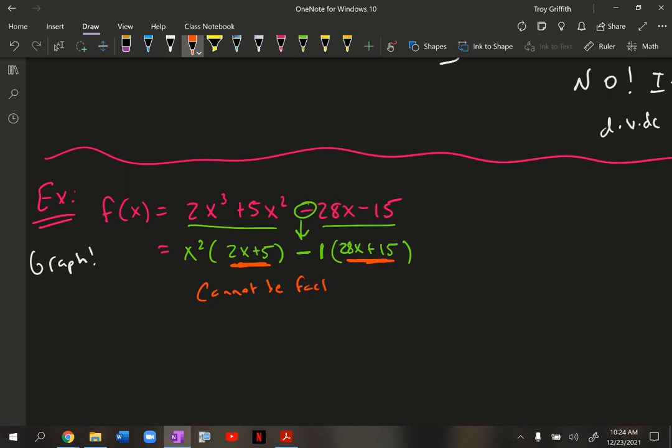This cannot be factored by grouping because I don't have the same thing in both sets of parentheses. So if we're just using normal factoring tactics here, this cannot be factored, okay?